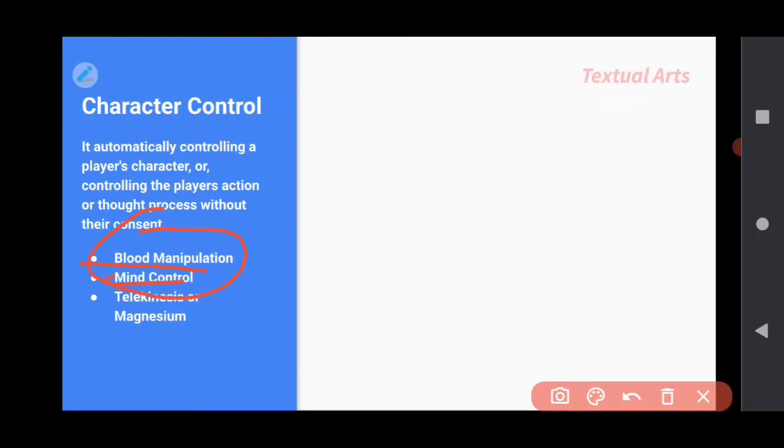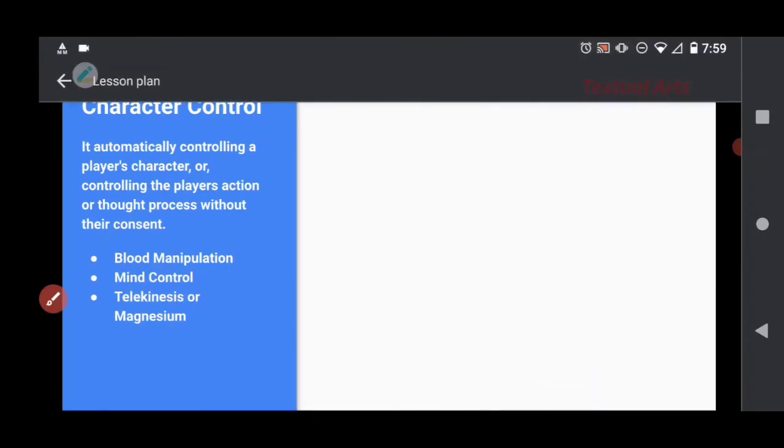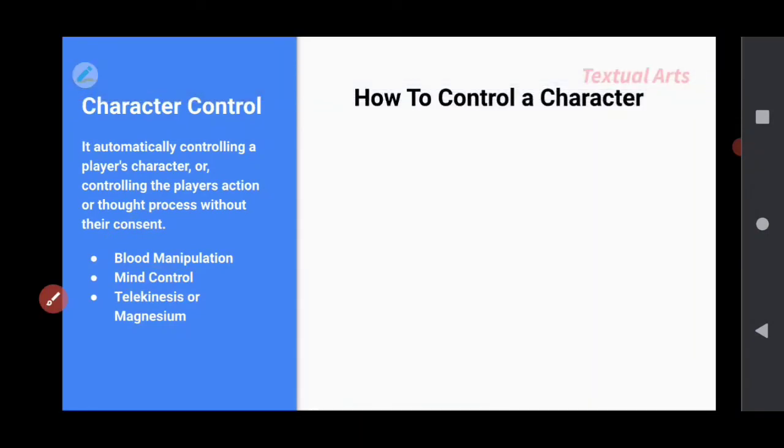So people really don't know the methods of how to use blood manipulation and mind control in a fair and effective way. But today, and I probably shared this before, this part at least is going to be a lesson on how to control a character.